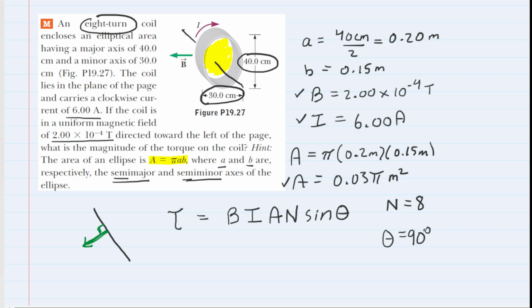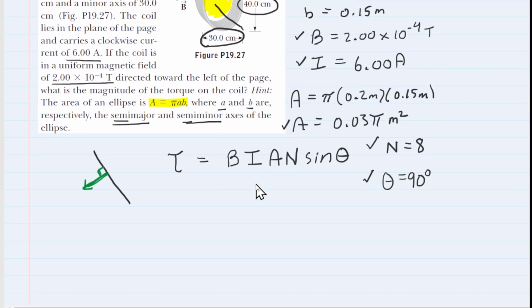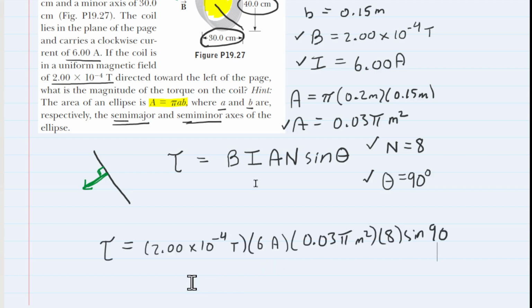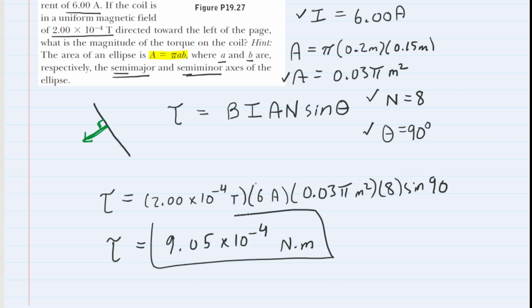Now we have all of the data that we need to plug in to our torque formula. So we're just going to scoot down the page and plug everything in. And when we do that, we will see that the magnitude of the torque on this coil is roughly 9.05 times 10 to the minus 4, and the standard unit of torque is a Newton meter. So this would be the correct answer to this question.